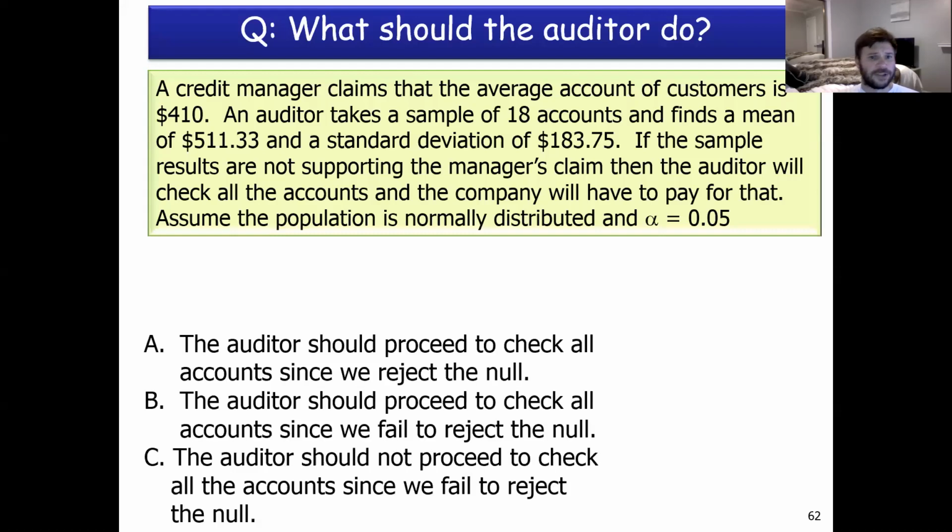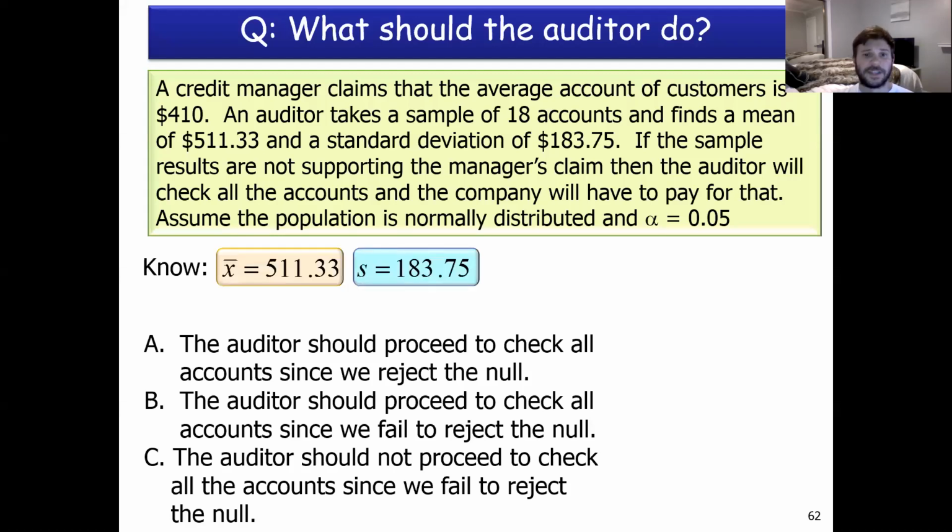Where a credit manager claims that the average account of customers is $410, and an auditor takes a sample of 18 accounts and finds the mean is actually much higher. The evidence says it's much higher, $511.33. And the standard deviation is $183.75. If the sample results are not supporting the manager's claim, then the auditor is going to have to go back and check all the company's accounts. And this is a costly process.